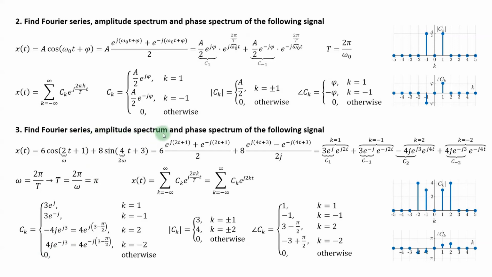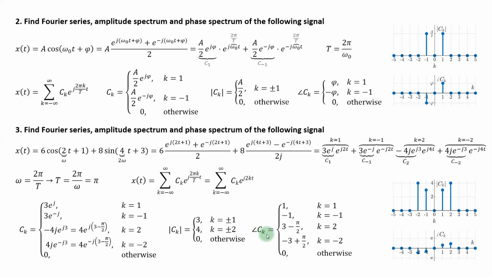Now, what about the amplitude spectrum? Well, that is easy. The magnitude of this complex number and this complex number is 3, so the amplitude spectrum will be 3 for k is equal to plus or minus 1. The magnitude of this complex number and this complex number is 4, so the amplitude spectrum will be 4 for k is equal to plus or minus 2, and the amplitude spectrum will be 0 otherwise.